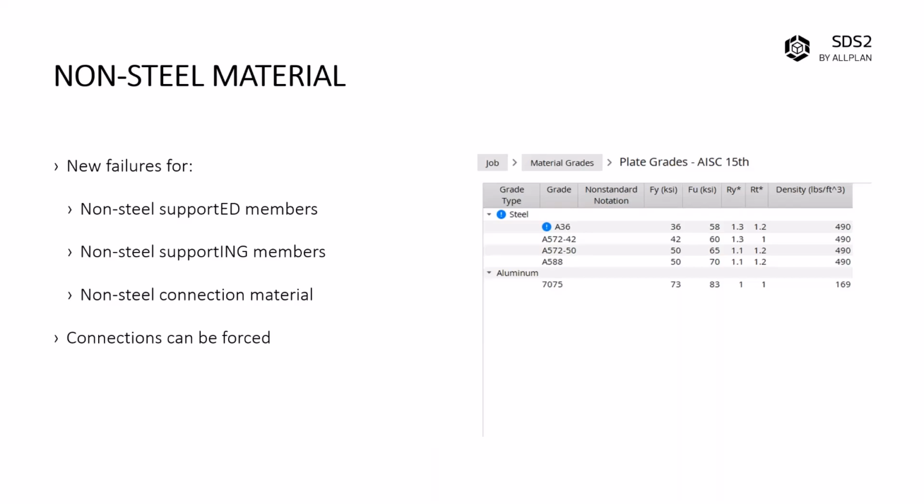We have three new failures. The first for non-steel supported members, the second for non-steel supporting members, and the third for non-steel connection material. The important thing to note is that connections can be forced in order to get connection material in the model.